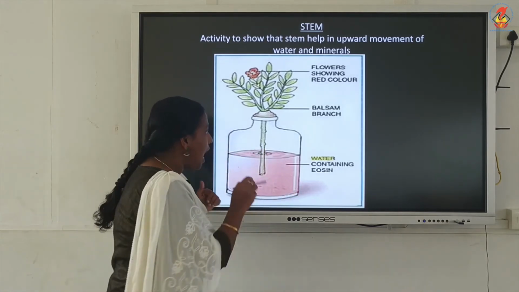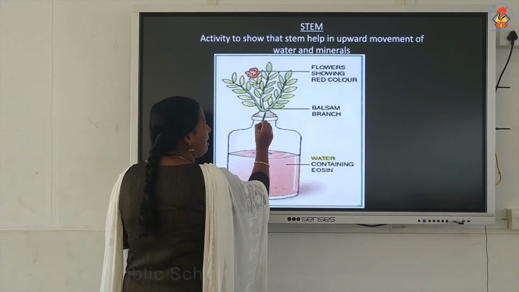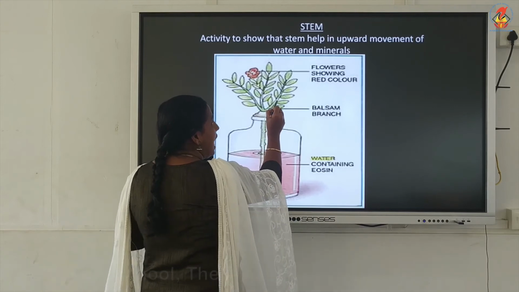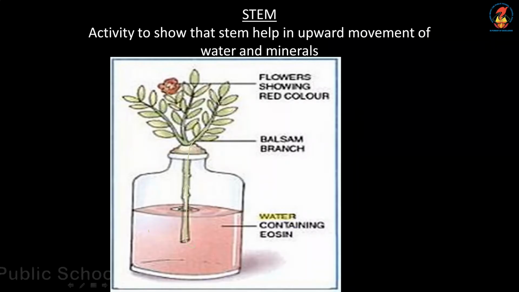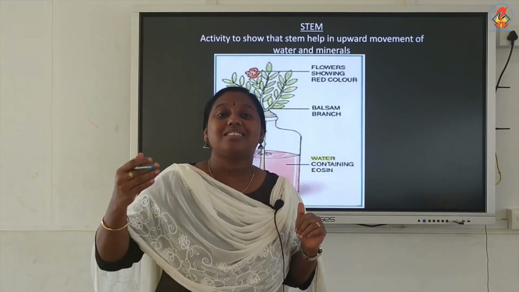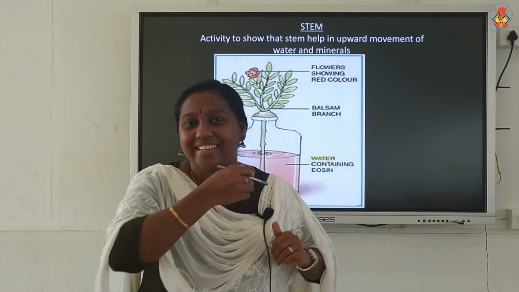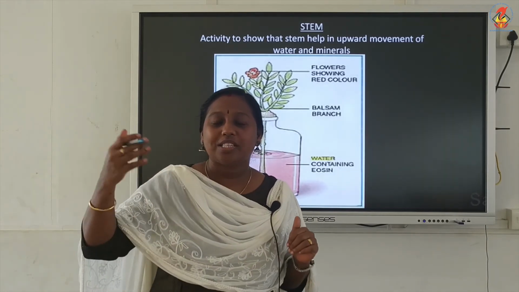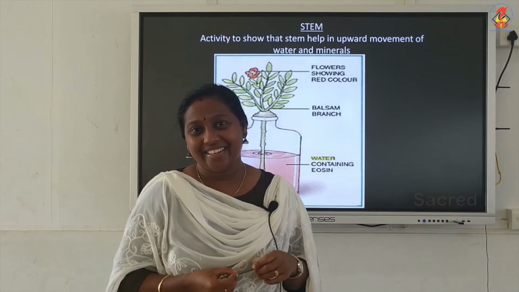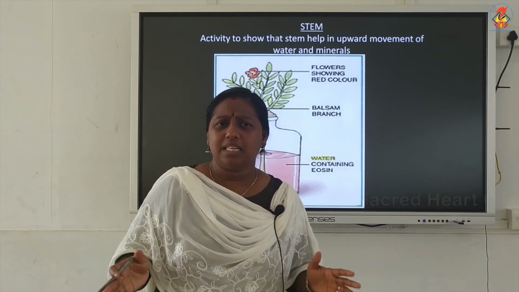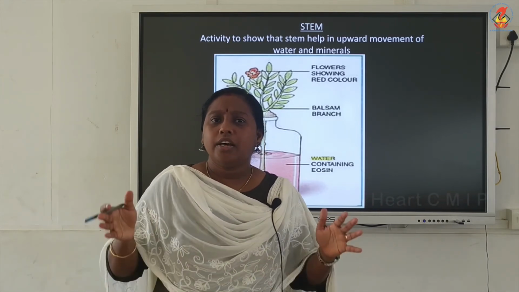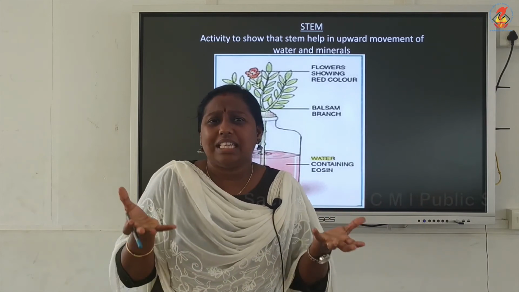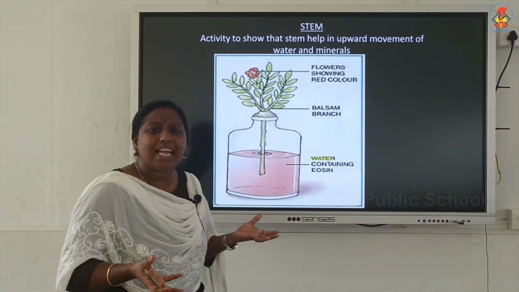What will you see? After some time this red color might have entered into the stem and from there to all the leaves. So slowly the leaf, the vein of the leaf will start changing red. Okay, the color will slowly be red. Okay, so from this activity, the result or what did you understand? The inference of this activity, what is it actually?